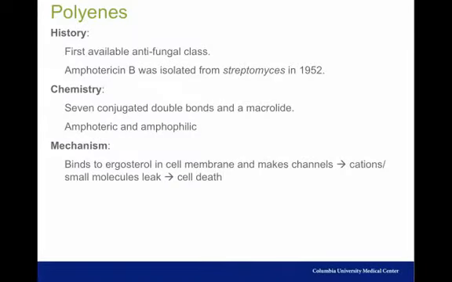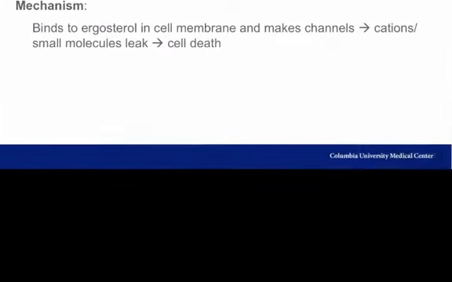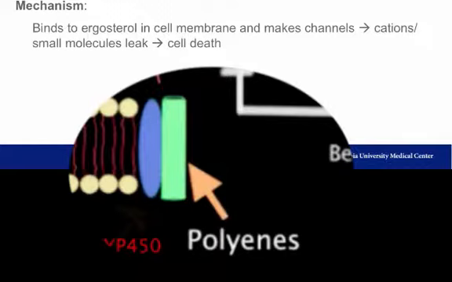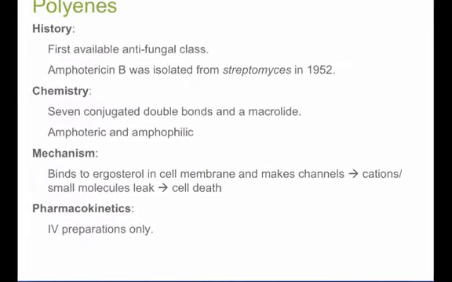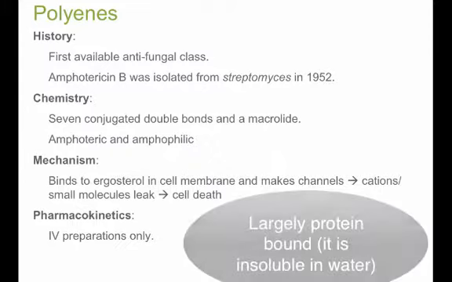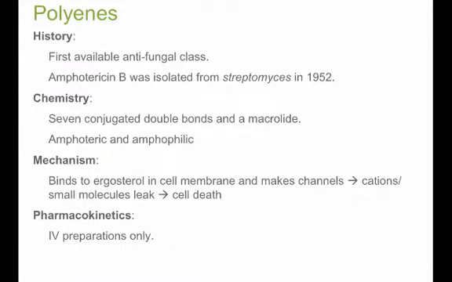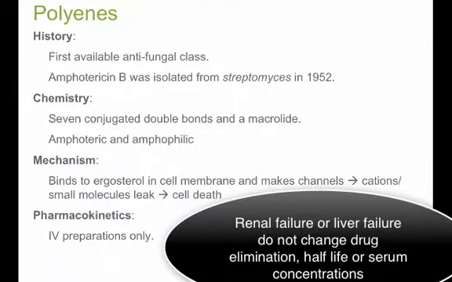Amphotericin B's antifungal activity depends on its binding to ergosterol in the cell membrane, forming cylindrical pores or channels that allow cations and other small molecules to leak out of the cell. This depolarizes the cell membrane, resulting in cell death. Amphotericin is not absorbable from the GI tract. It remains largely protein-bound in plasma. Because it is not eliminated renally nor hepatically, azotemia or liver failure do not alter plasma concentrations or dosing.